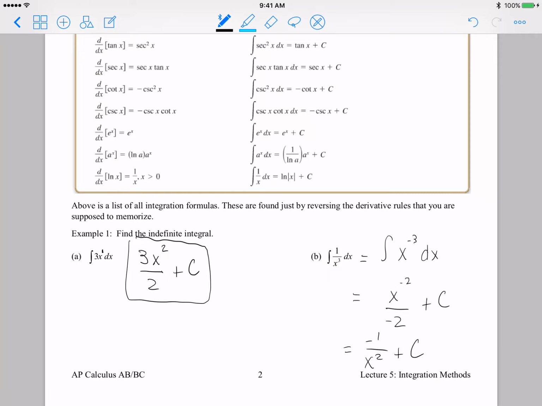Just moving the x to the negative 2 to the denominator leaves just a 1 in the numerator, and then I can't forget about my 2. That is right here. So negative 1 over 2x squared. And the nice thing about these problems is that you can take the derivative to check your answer. For instance, over here, if this was, let's say, y, then y prime would be equal to 3 halves times 2x, and so that would be 3x, which is what we started with back up here.